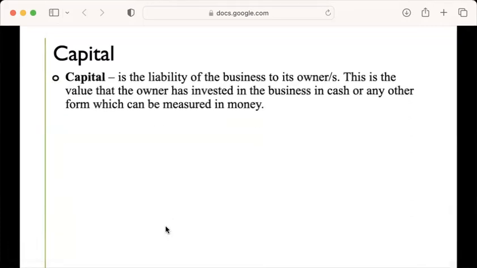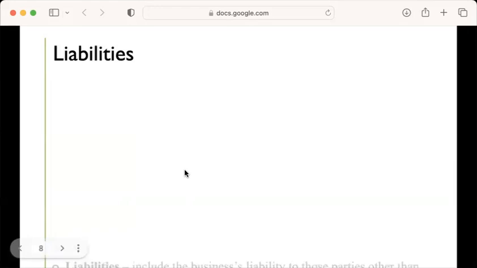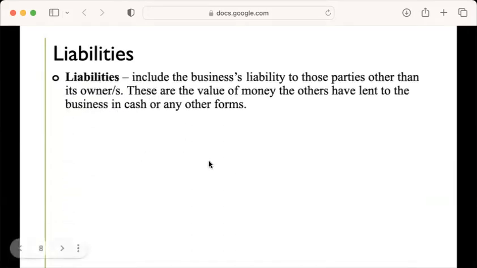Next, capital. As I said, capital is the liability of the business to its owner. That's the money the owner has invested in the business. That is what we mean by capital. And liabilities is the money that others have lent to the business, other than the owner. There are some examples of liabilities that I have given here. It can be bank loans, bank overdraft. Bank overdraft is when we withdraw more money than what we have at the bank. We will discuss each one of these.